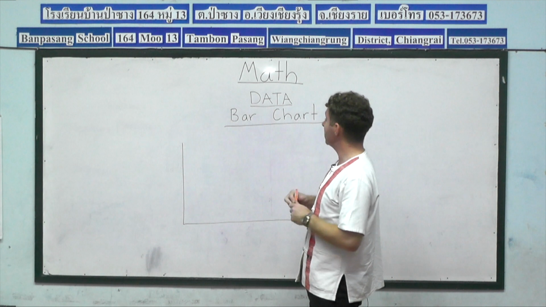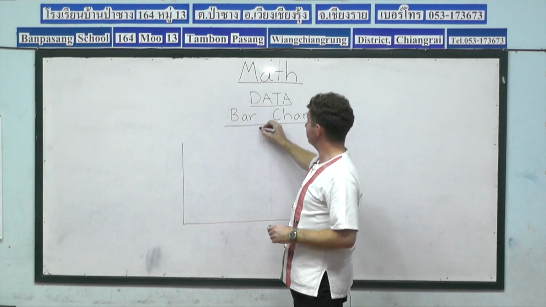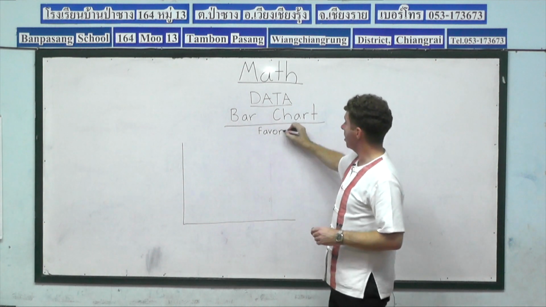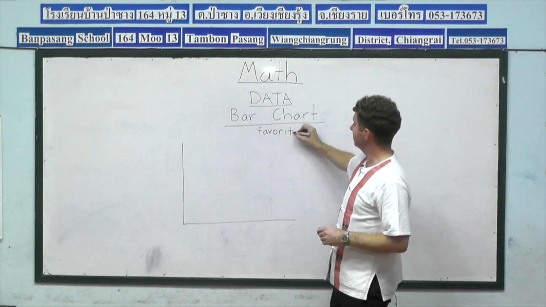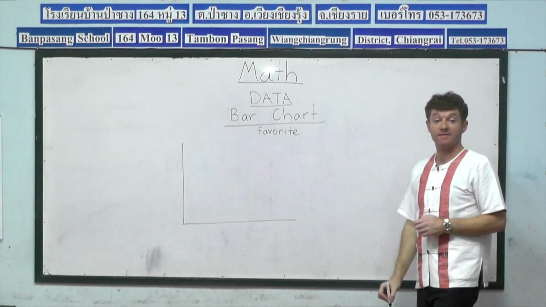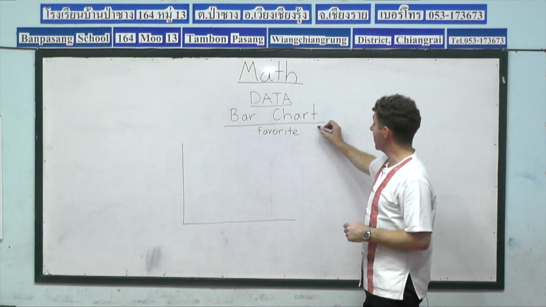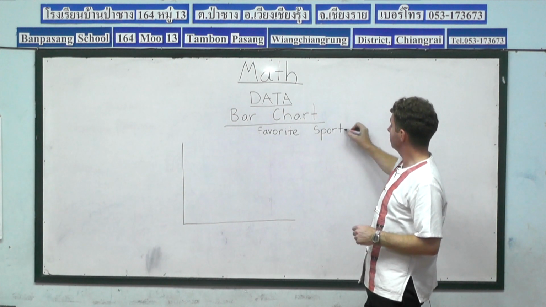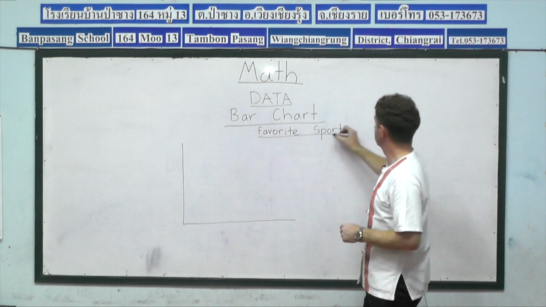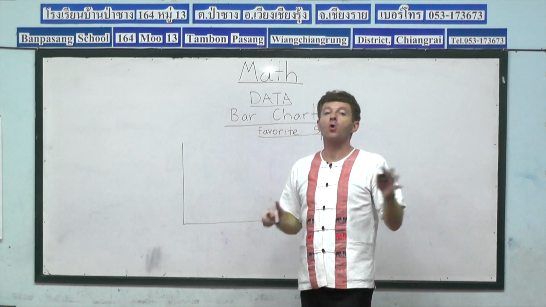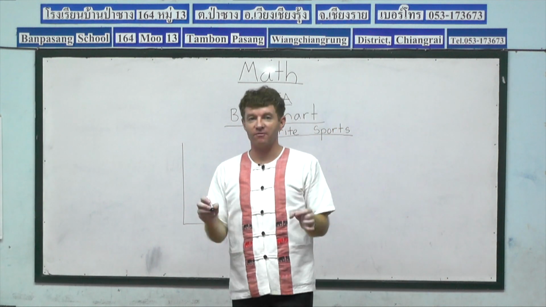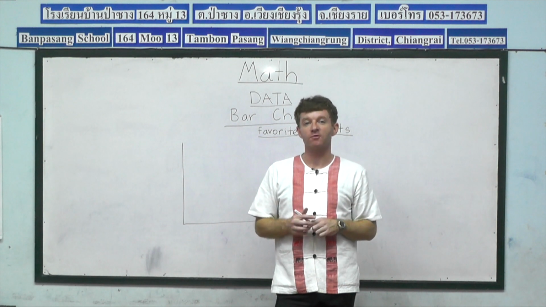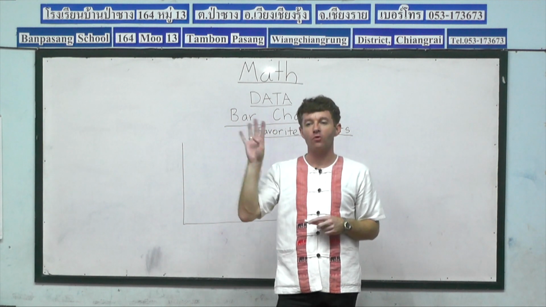So how do we spell favorite? F-A-V-O-R-I-T-E. Favorite. And sports. S-P-O-R-T-S. Now for this exercise, we're not going to actually ask our students about their favorite sports. We're just going to give examples using numbers and different sports.